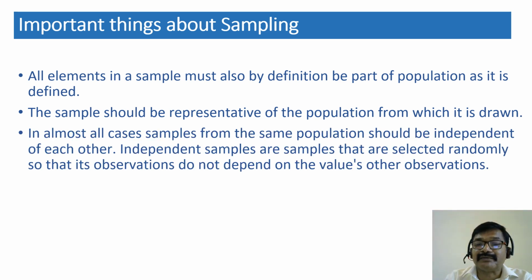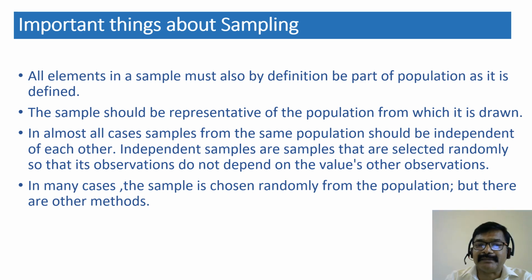Now if you are taking a first lot of sample and a second lot of sample, there should not be dependency. The second lot should not influence the first lot and vice versa. So this is the meaning of independence. That's why you have to select the sample randomly. In many cases we should choose the sample randomly from the population, but there are other methods also.